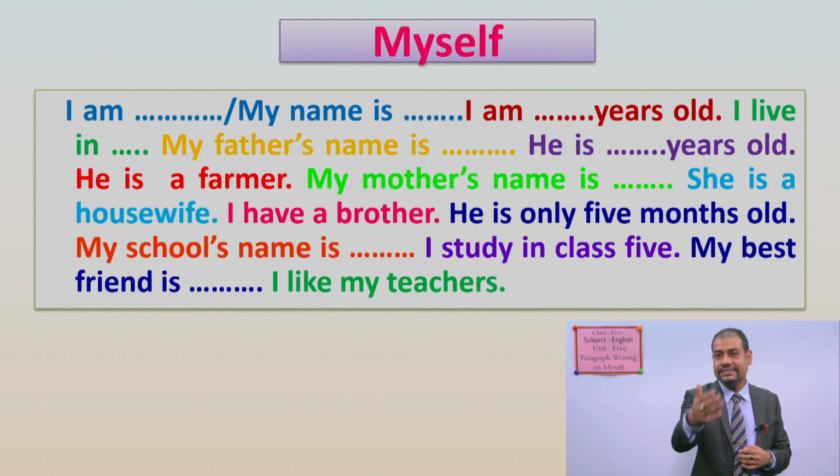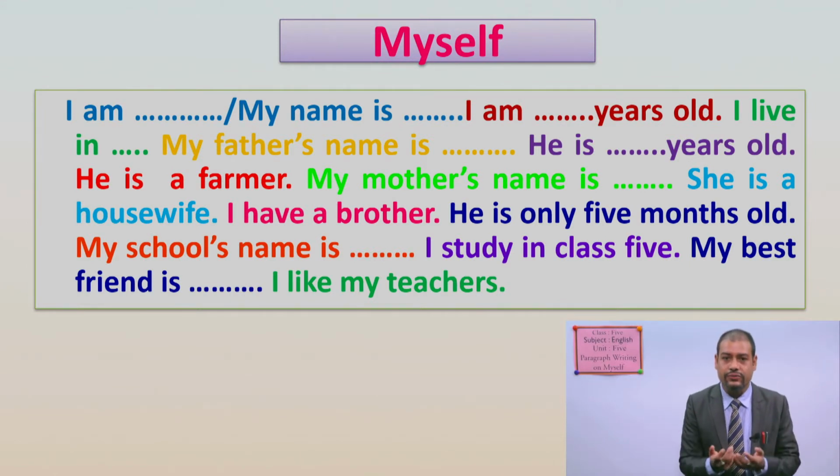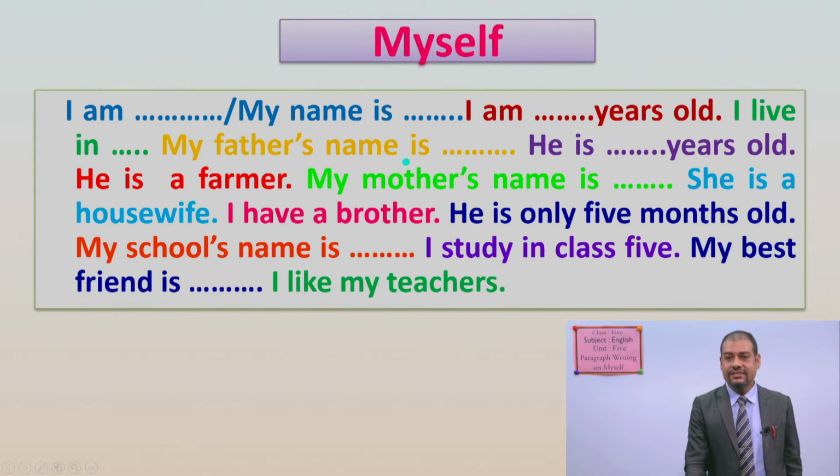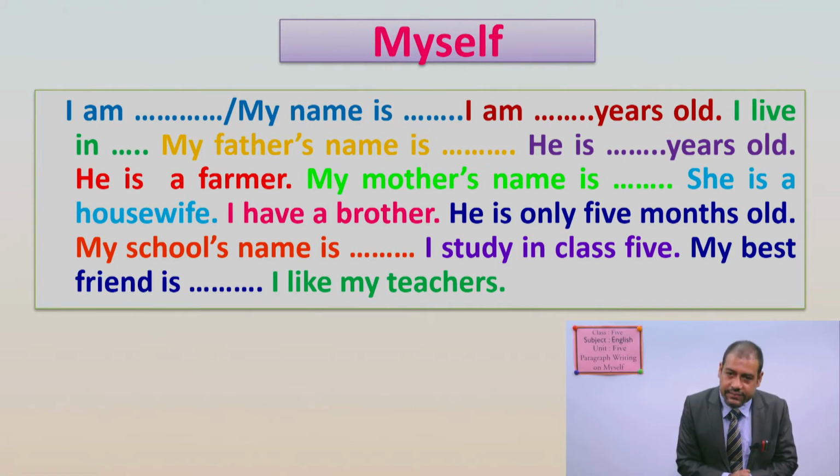Okay, before this slide we discussed that one. So you can write down my father's name is... What is your father's name? You can write down your father's name. Then you can write down his age. If your father is 40 years old, you can write down he is 40 years old. Or if he is 30 years old, he is 30 years old. If he is 42 years old, he is 42 years old. Okay. Then what is his work or what is his profession?